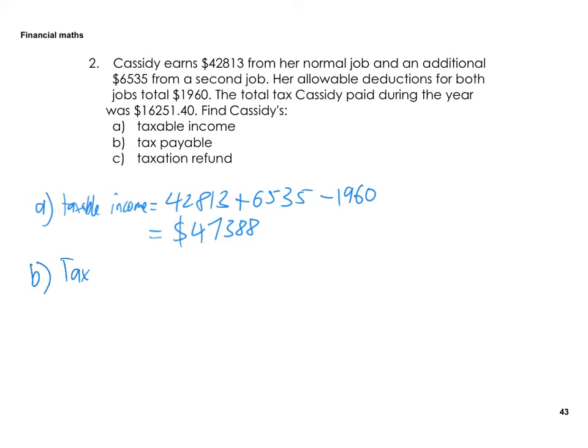All right, part B. This is now the table bit again. I believe 47,388 is in the third bracket. So third bracket starts with 3,572 plus, take our taxable income, take away 37 grand, multiplied by 0.325. To confirm this, just look back at the tax tables.